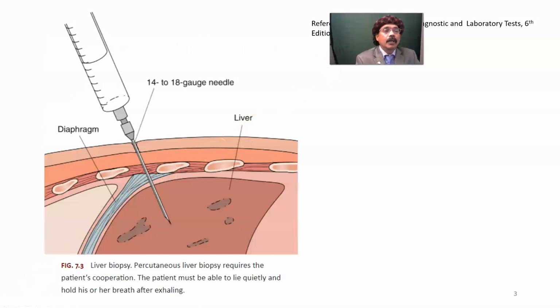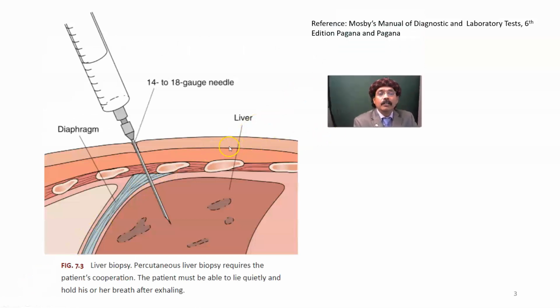So how is it done? It is done by a 14 to 18 gauge needle. This is the diaphragm. This part is the costodiaphragmatic recess. We will try to go below that, in the intercostal space between the ribs, maybe between the 9th and 10th, maybe between the 10th and 11th ribs.